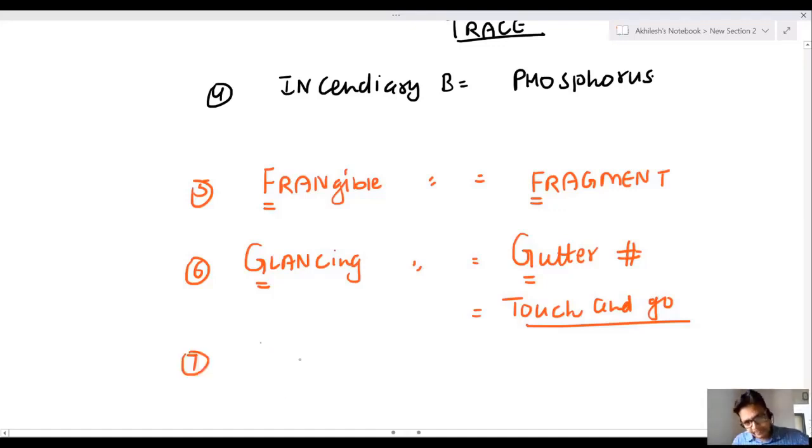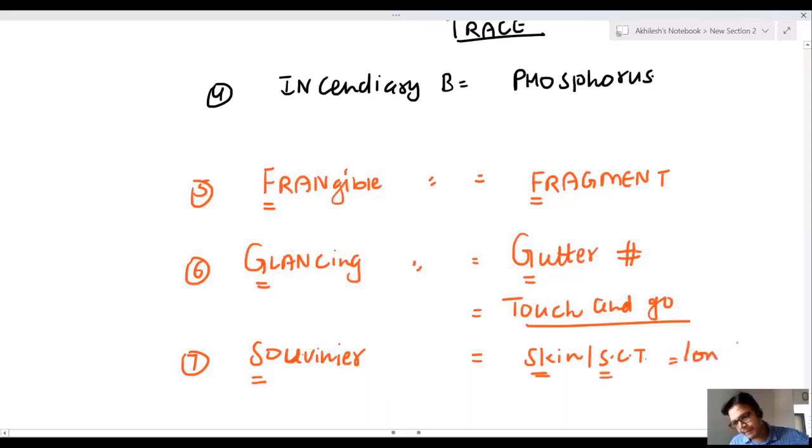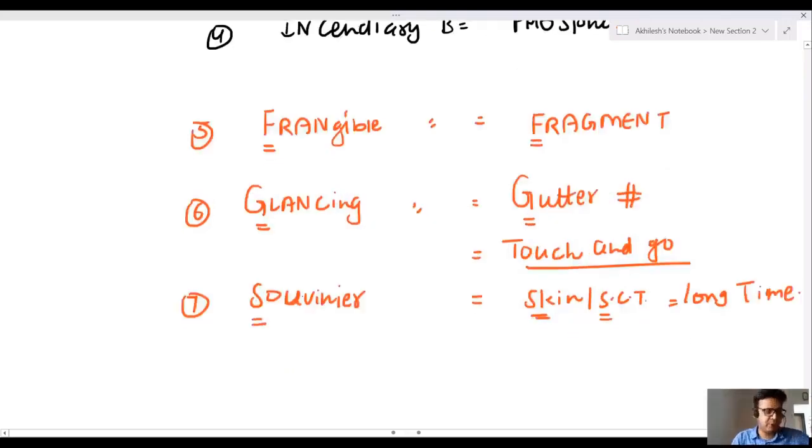Number 7, souvenir bullet. S for souvenir, which is present in skin and subcutaneous tissue for a long time. If a bullet is present in skin and subcutaneous tissue for a long time, this is known as souvenir bullet.